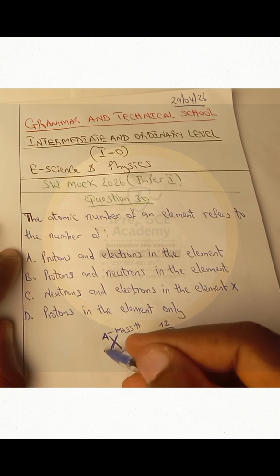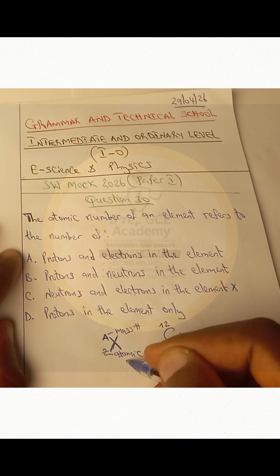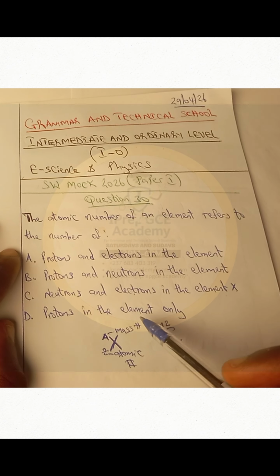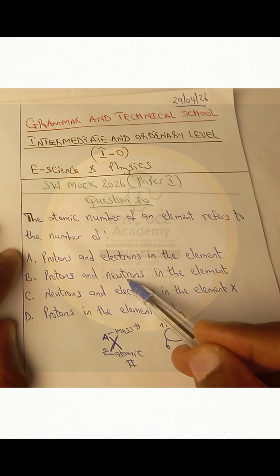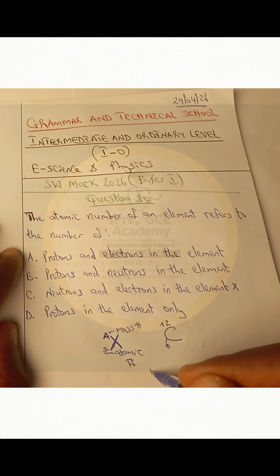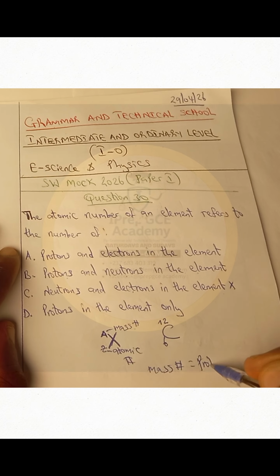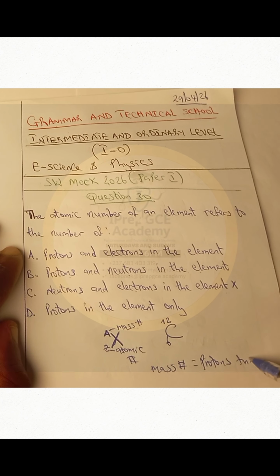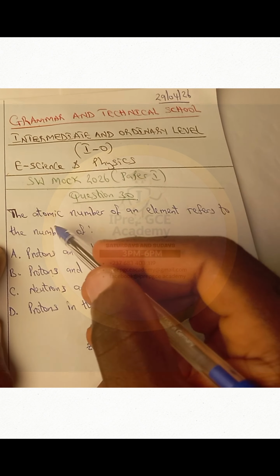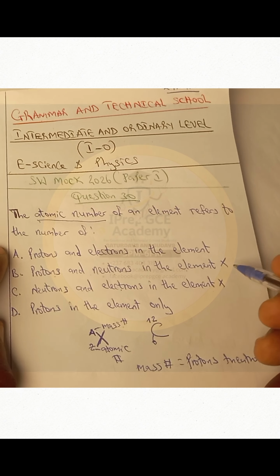And there is usually another number down here, and we call this number the atomic number. For carbon, it is 6. And so, the number of protons and neutrons in the element is represented by the mass number. The mass number is equal to the number of protons plus neutrons. So they're not asking us for the mass number, they're asking us for the atomic number. So this cannot be the answer.